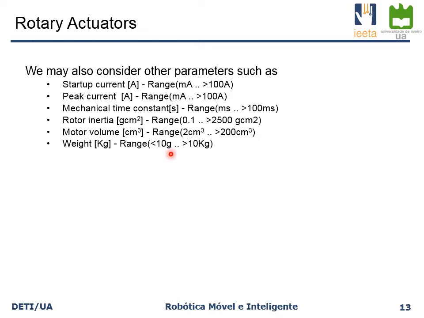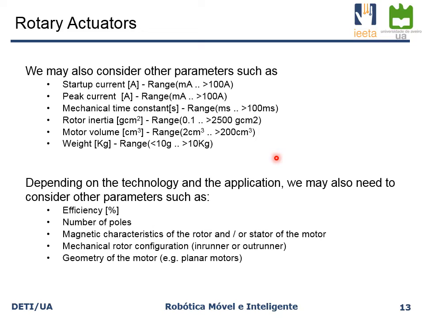There are some micro motors up to tens of kilograms for typical applications of the type that we are considering. Depending on the technology, we may also need to consider other parameters such as the efficiency. Efficiency is basically the percentage of the primary energy that is actually transformed into work. The difference between this efficiency and 100% is normally dissipated as heat.